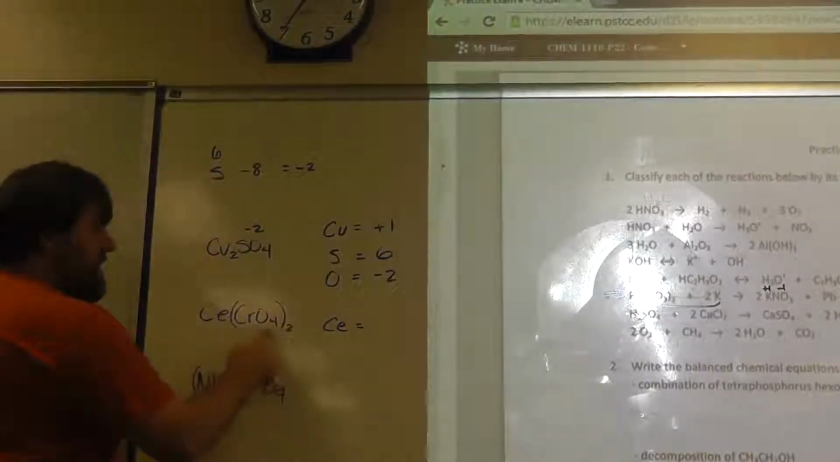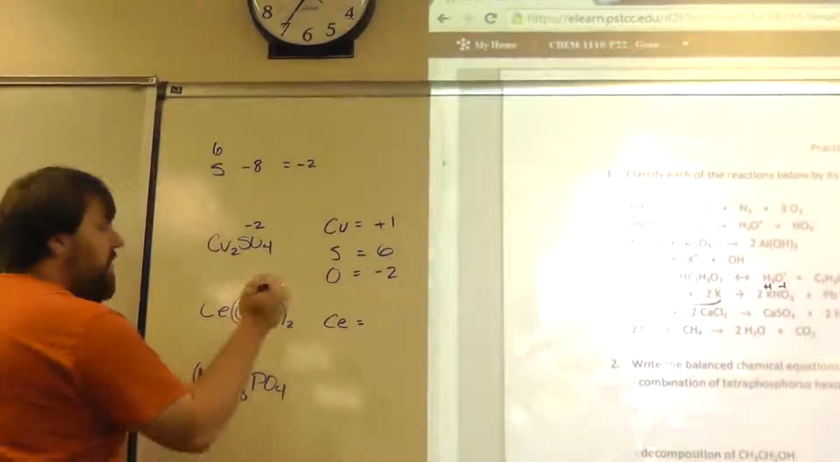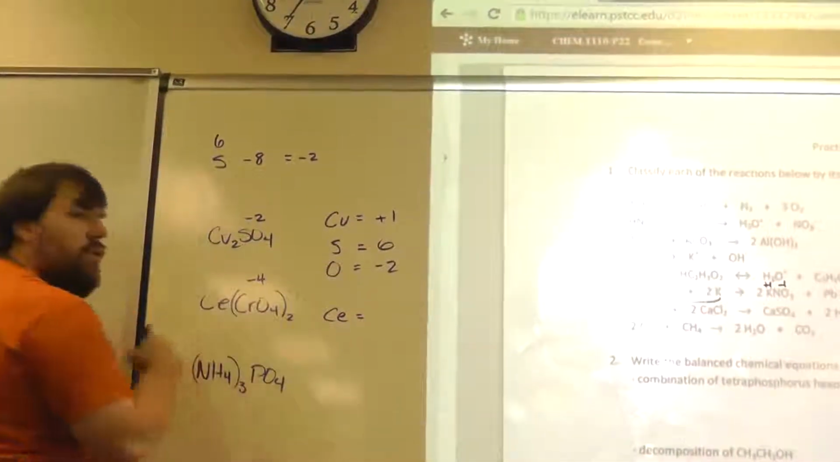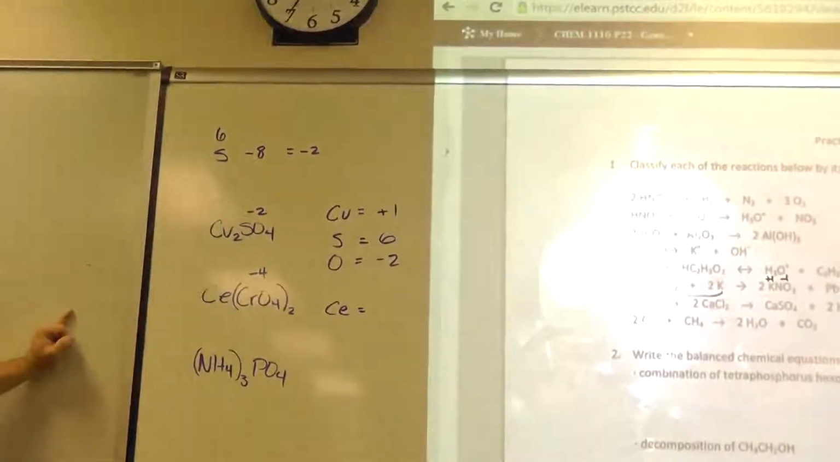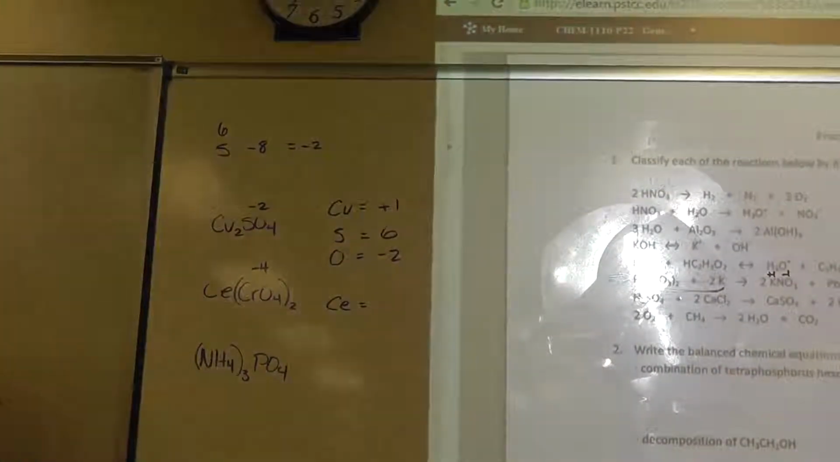Each piece is -2, so if you've got 2 of them at -2, this half is -4. Does everybody see that? How do we know chromate's charge? It's on your polyatomics list.